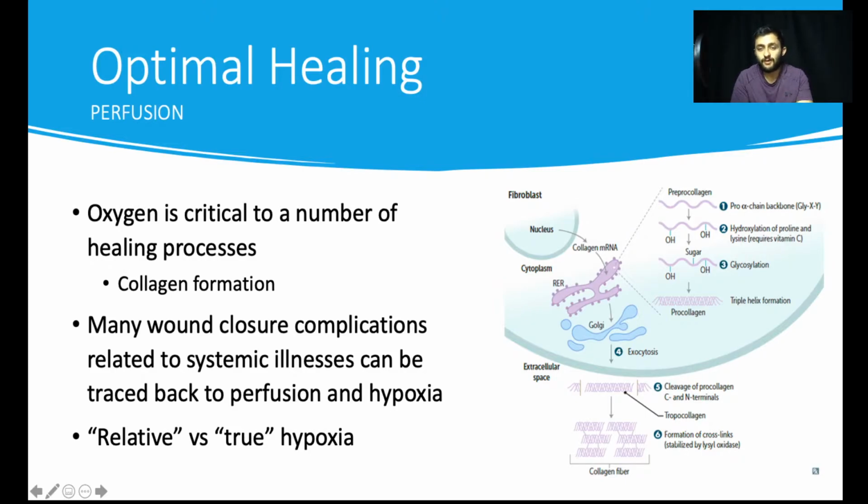Now, in addition, we need oxygen for so many more things, right? We need it for cell replication, thinking of endothelial cells and fibroblasts. We need it for optimal function of all cells, especially leukocytes, right?